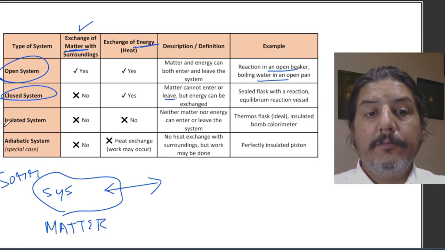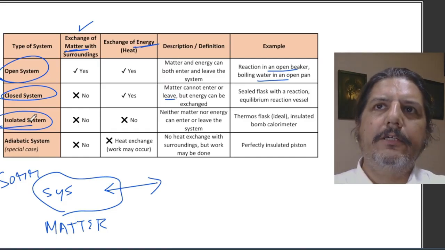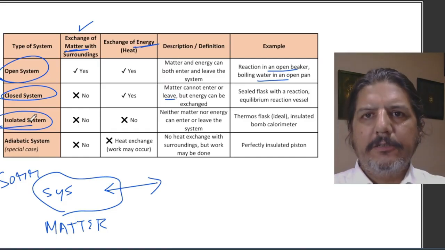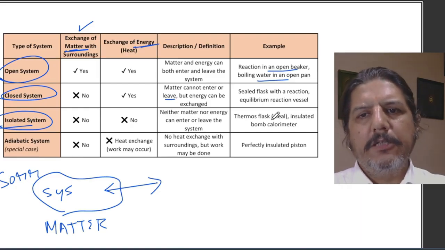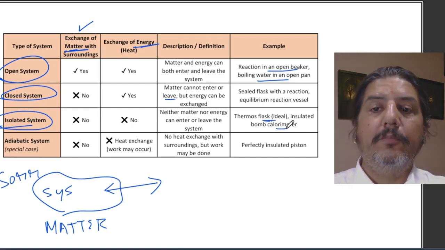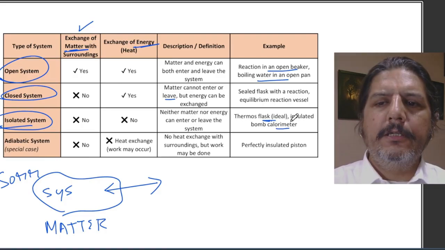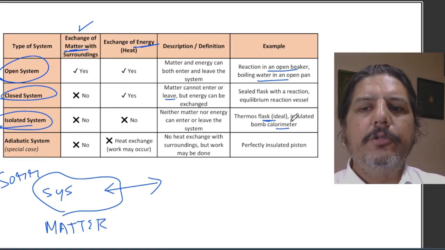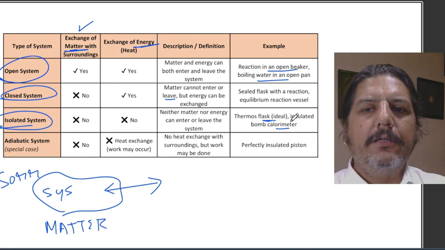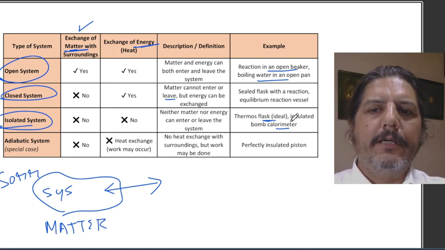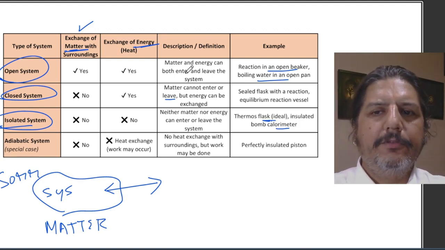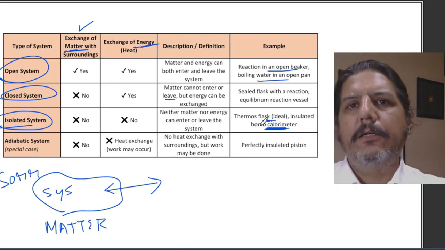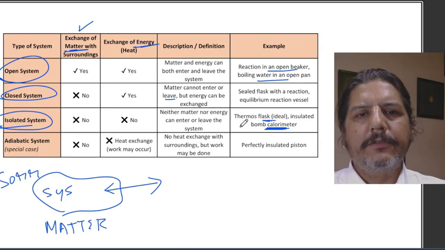There is another system which is known as an isolated system. In an isolated system, neither matter nor energy can be exchanged between the system and the surroundings. So a thermos flask, an ideal thermos flask, an insulated bomb calorimeter. In the physics portion, in the heat portion, you will either have read this or you will read it. I'm not going into the detail of this, but this is part of the heat chapter in physics, the thermodynamics part.